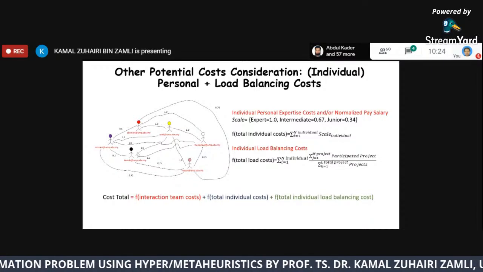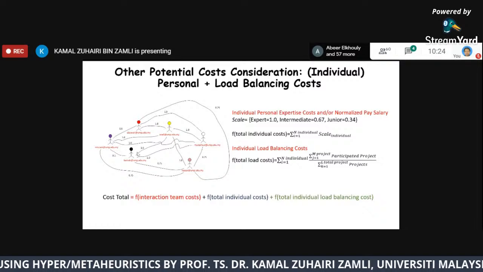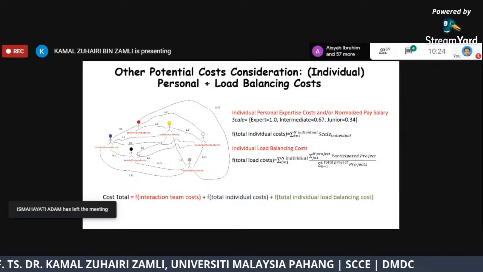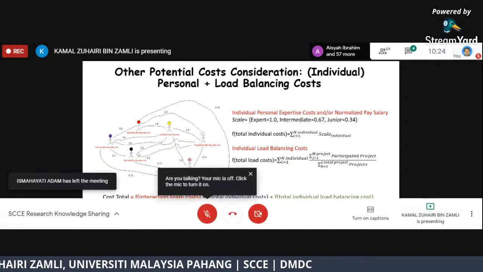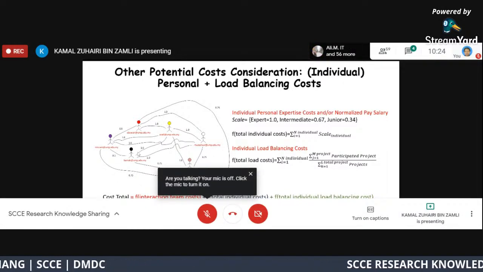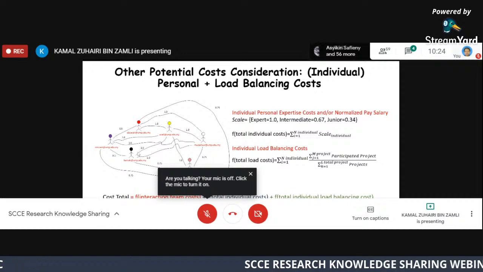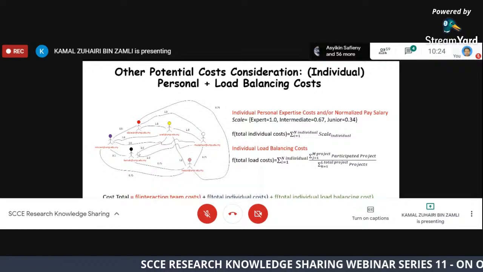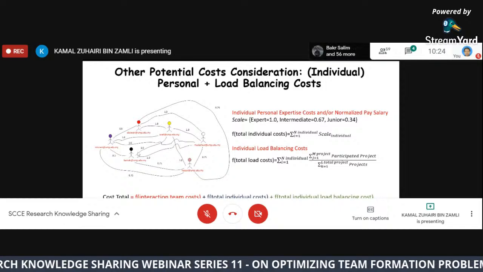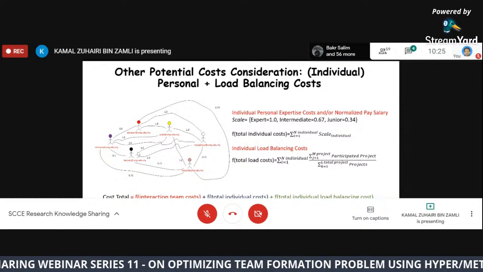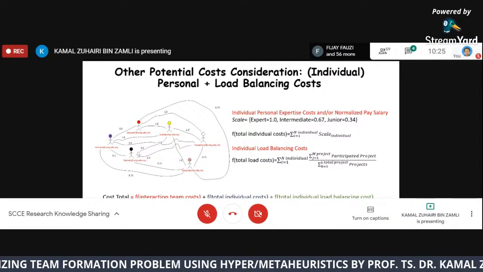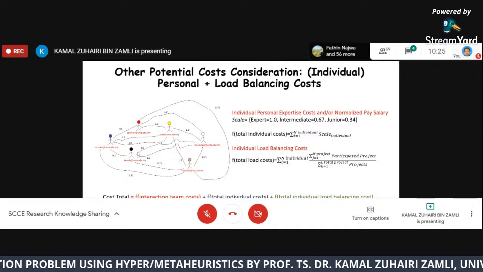If you want to model just with the interaction cost, yes, you can do interaction cost, but you can also model them in terms of, for example, salary scale, expertise scale, or even load balancing. Meaning, for example, if the guy is in many projects, maybe there is a load balancing cost for him because he has to do many projects, so the cost for him becomes higher. So you can make this and you can search for this as an optimization problem.